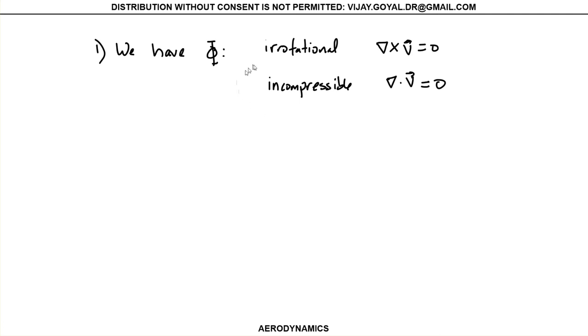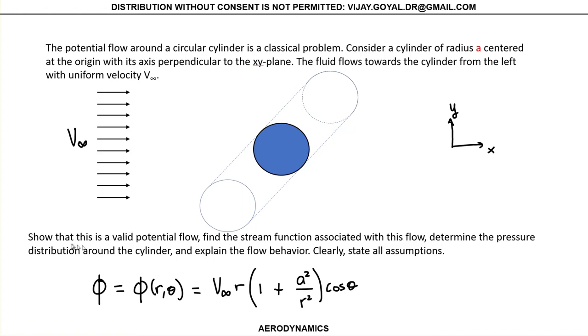The other thing we assume whenever we have potential flow is that the fluid is inviscid. By inviscid, we mean that we are ignoring all the viscous effects. This is a very popular solution, and the problem is asking if this potential flow is actually valid.